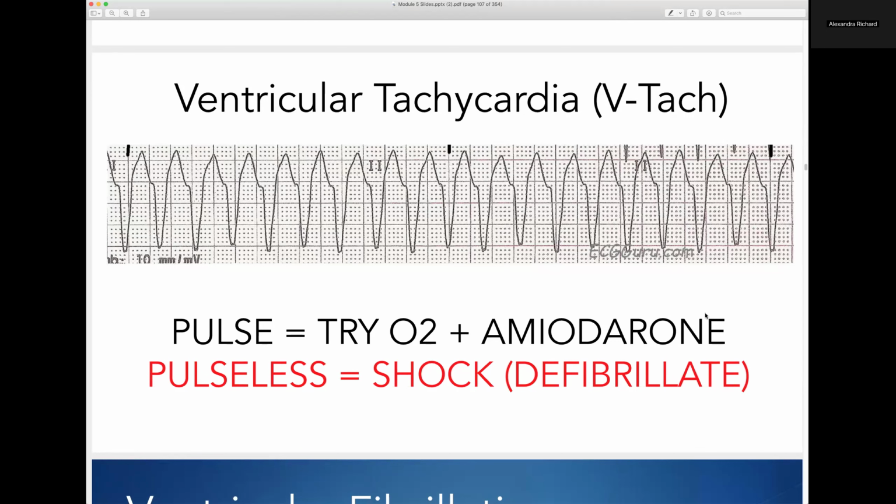Every minute that goes by that you do not defibrillate the patient, your patient loses a 10% chance of surviving. So 1 minute goes by, you don't defibrillate pulseless VTach, now they only have a 90% chance of coming back. 2 minutes go by, they only have an 80% chance. 3 minutes, a 70% chance of coming back to life. 6 minutes go by, 40% chance. Each minute that goes by, they're losing the likelihood of coming back.